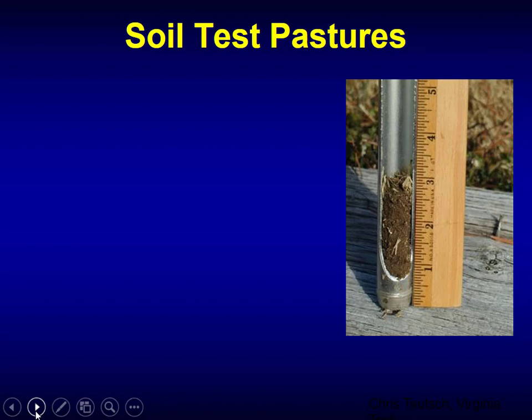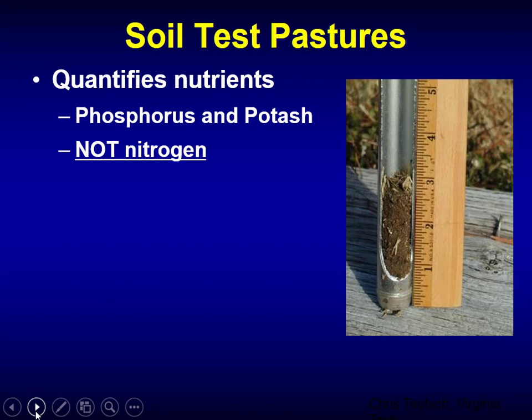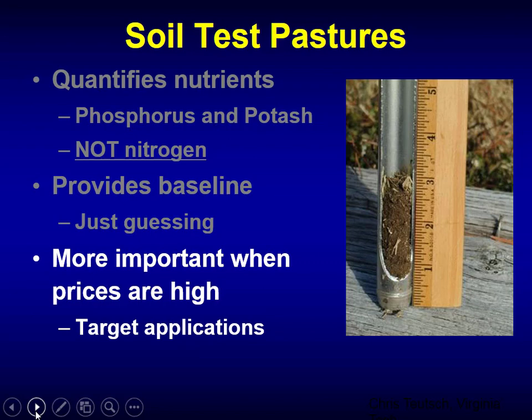You can't really design a fertility program if you don't have some kind of base data to base that program upon. So it quantifies nutrients, phosphorus and potash primarily, not so much nitrogen, because nitrogen is kind of a transient nutrient within the system, so we have to put nitrogen on, it's not going to stay in the soil. And it provides us a baseline, otherwise we're just kind of guessing at what to put out in that pasture.